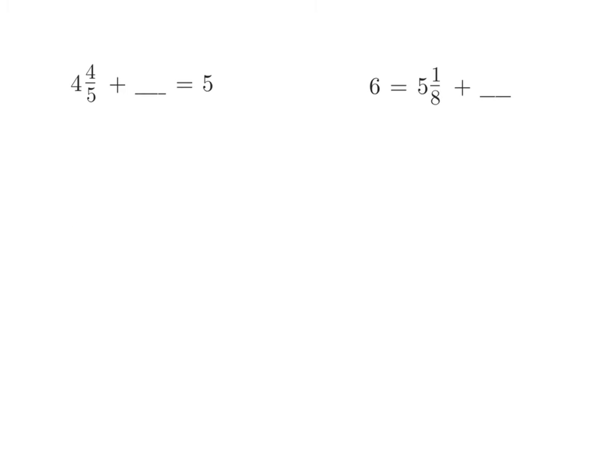Let's try another example. Okay, here it's a little bit different. Let's take a look at this first problem. We have 4 4/5 plus something will equal 5. For this one, let's think of a number line. Here I have 4, and here I have 5. And I've split it into fifths, right? And I'm starting at 4 4/5, which is right here. How much do I have to add to get to 5? Everyone? 1/5. So what's missing in the blank there?